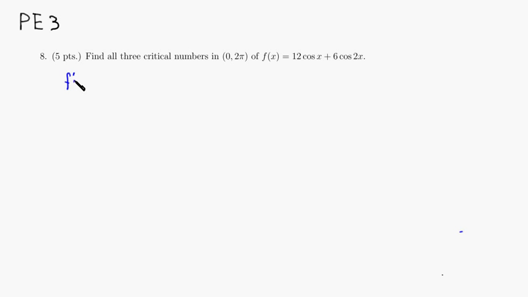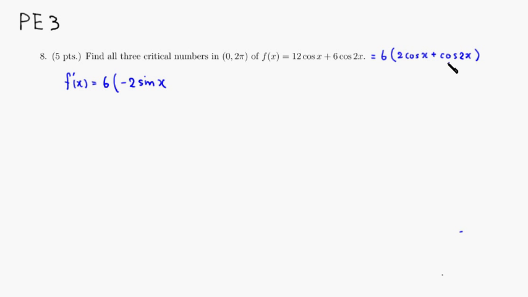So f prime of x is equal to, I think there's a 6 in common, so first I'm going to pull out 6. And you have 2 cosine of x plus cosine of 2x. Let's take the derivative here. I'm going to leave the 6 alone. And the derivative of 2 cosine of x is negative 2 sine of x.